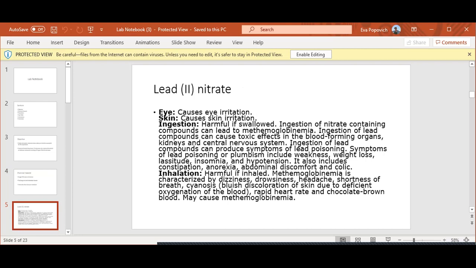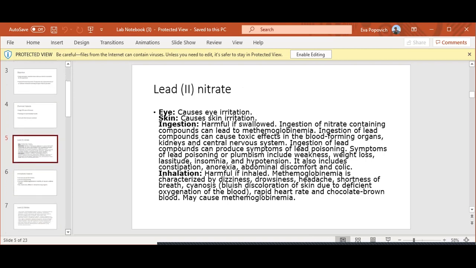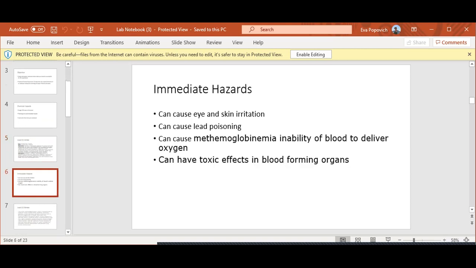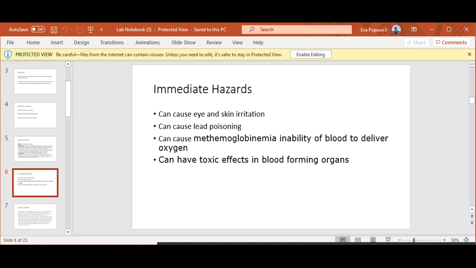Lead nitrate. This is the section that you would see in a safety data sheet. Now what you have to do is look at this and convert that. Sometimes they will say long-term and short-term hazards. You need to break that out. Immediate hazards: it can cause eye and skin irritation. You can get lead poisoning from it. And a few other things. So you're taking this whole big technical wording and rewording it into something you can understand.